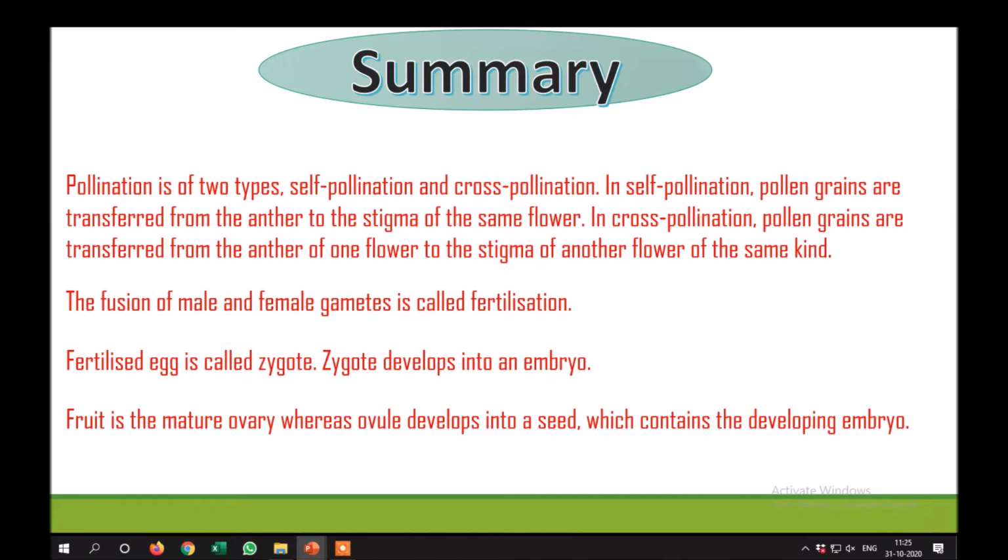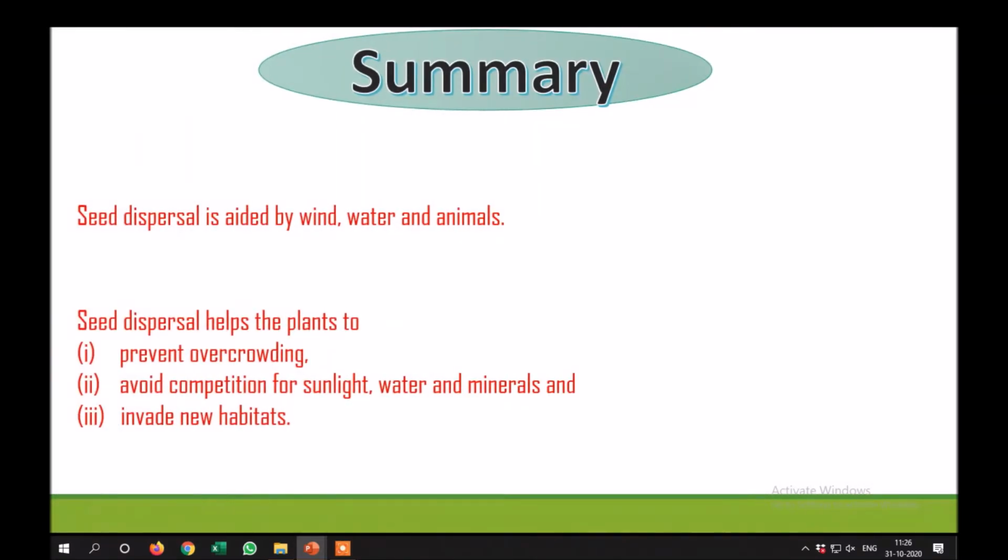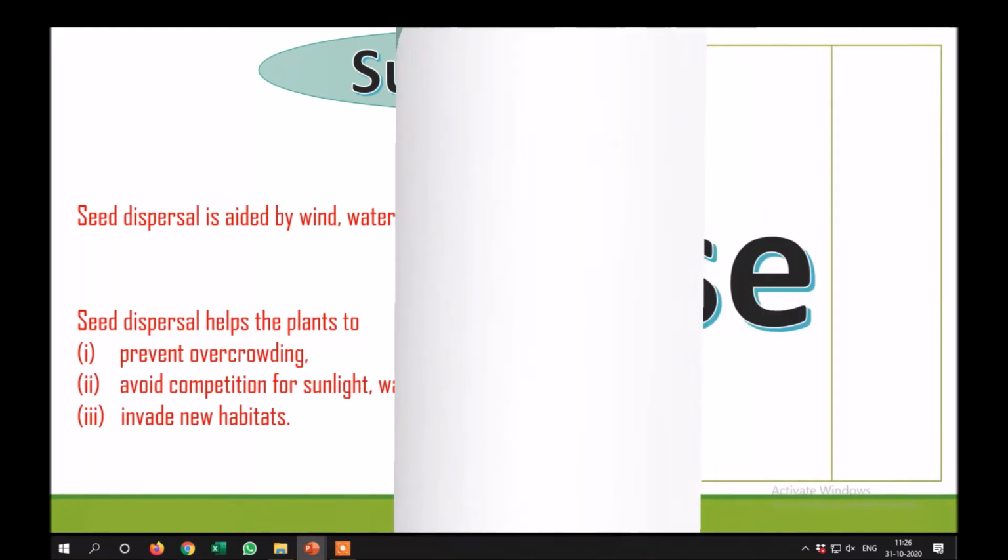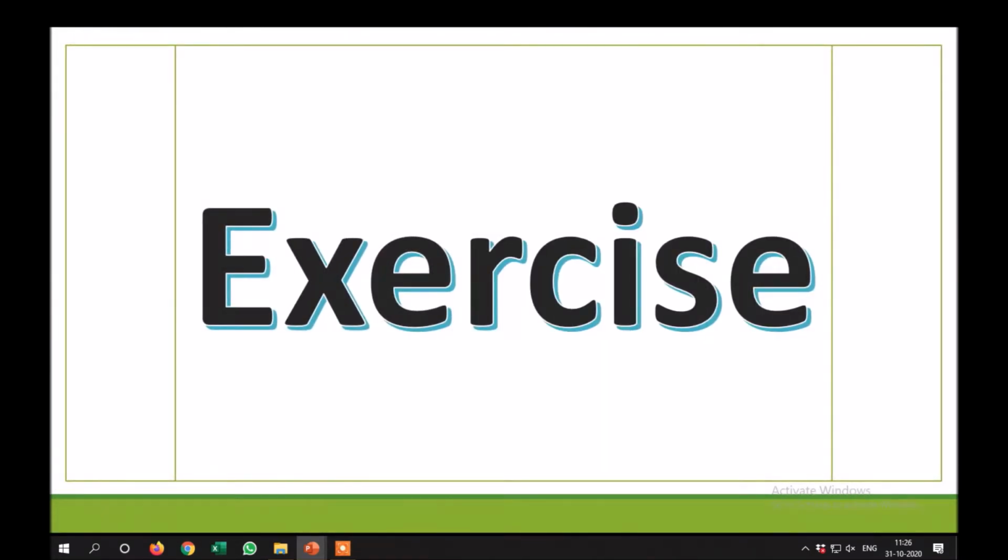embryo. Fruit is the mature ovary, whereas ovule develops into a seed which contains the developing embryo. Seed dispersal is aided by wind, water, and animals. Seed dispersal helps the plants to prevent overcrowding, avoid competition for sunlight, water, and minerals, and invade new habitat. So this was the summary of the chapter.